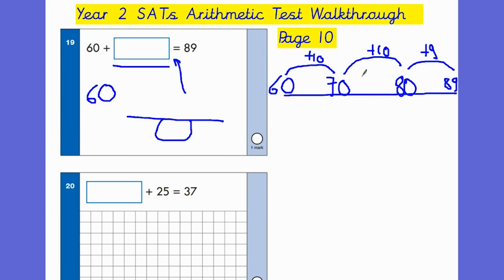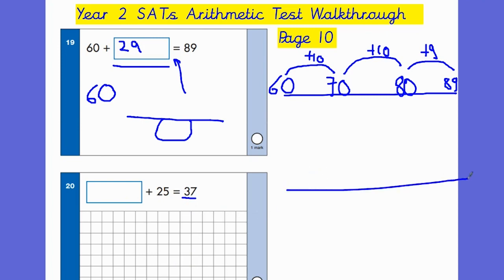So then ask the children, well, what have you added all together? 10, 20, and 9. That makes 29. And it should show that whatever is on this side equals the same on this side. Once again, question 20, we've got a missing number problem here. So we've got a box that needs to be filled. Plus 25 equals 37. So once again, whatever is on this side needs to equal 37.